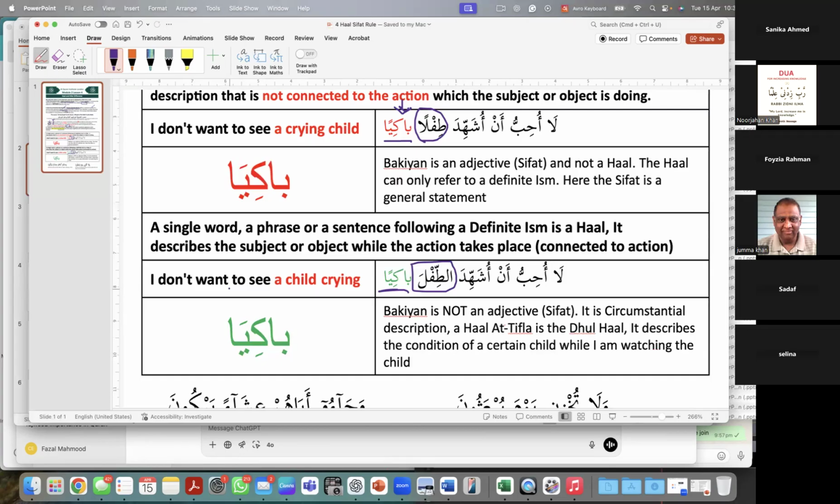This is what we have been telling since we started our course. Alhamdulillah, these are arranged step by step. We are not teaching the hal lesson here. We are not teaching the sifat lesson here. We are just showing the difference, how to distinguish between sifat and hal. There is a separate chapter coming very soon, after 3 or 4 lessons.